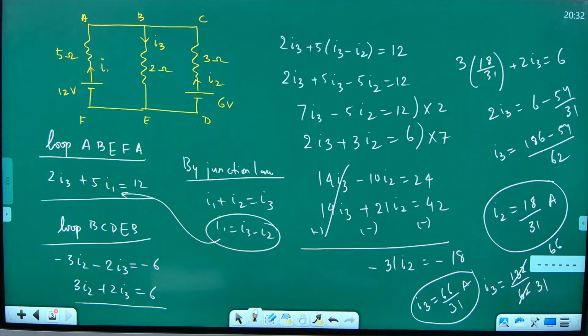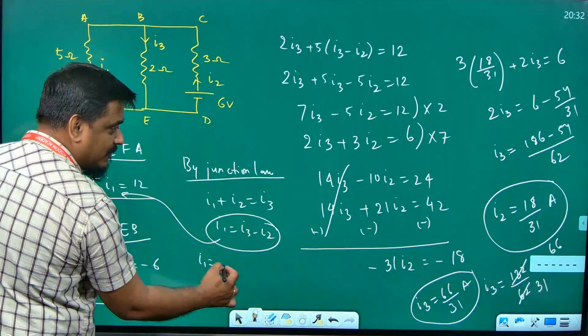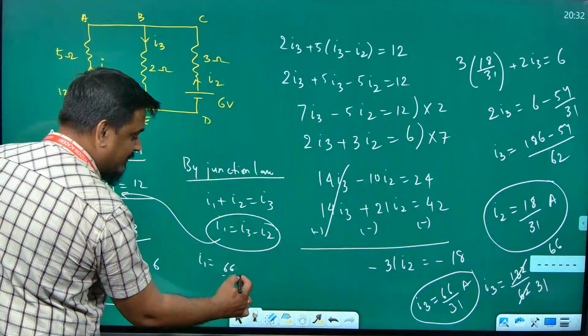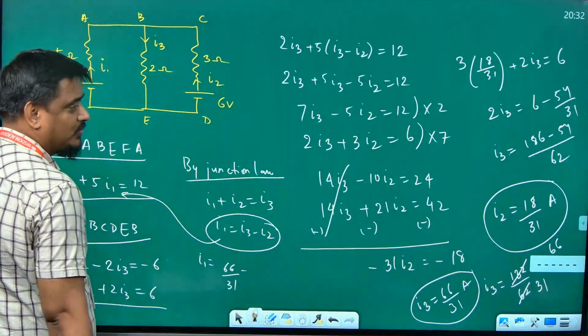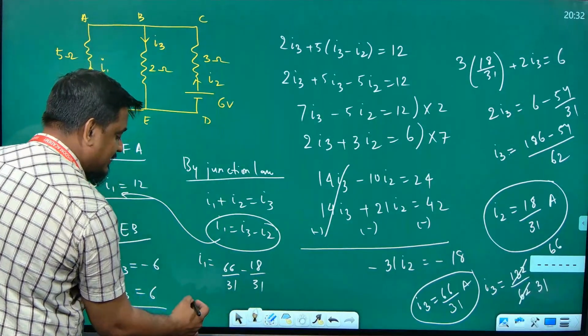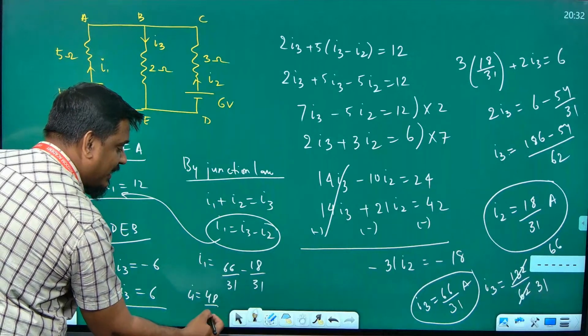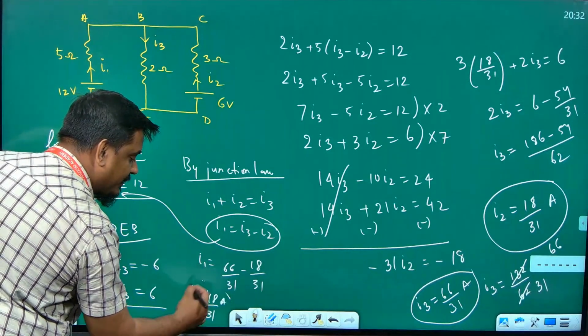You got the value of I2, you got the value of I3. Now you can find I1. Put here I1 is equal to I3, which is how much? 66 by 31 minus what is I2? 18 by 31. How much will be that? 48 by 31 amperes.